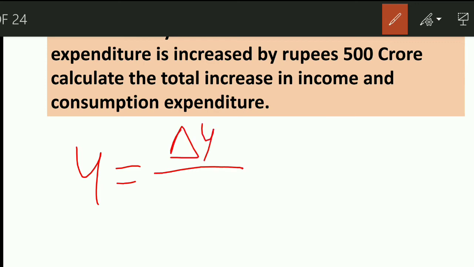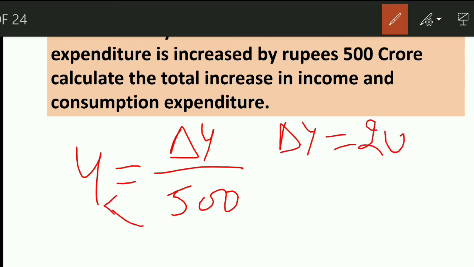So we got that 4 is equal to delta Y upon delta I, that is given here as 500. So delta Y will be 500 into 4, that is 2000 crore. So your change in income is 2000 crore.